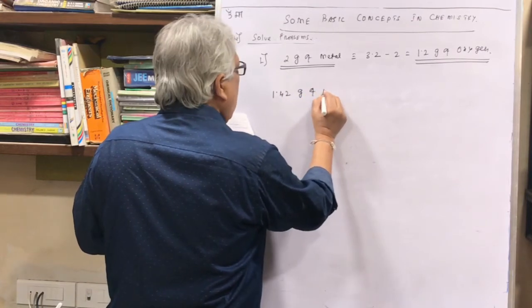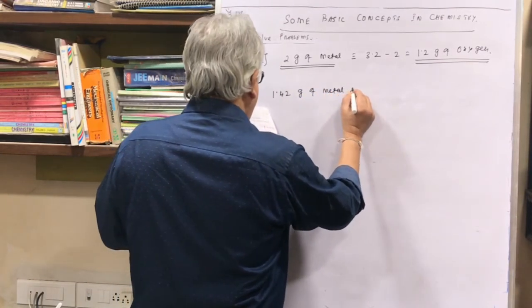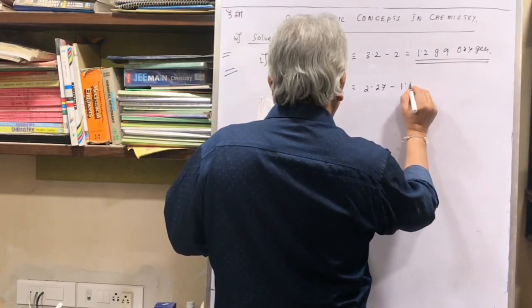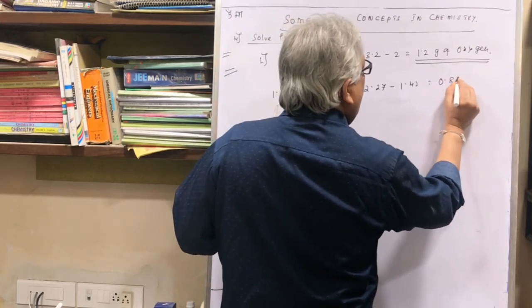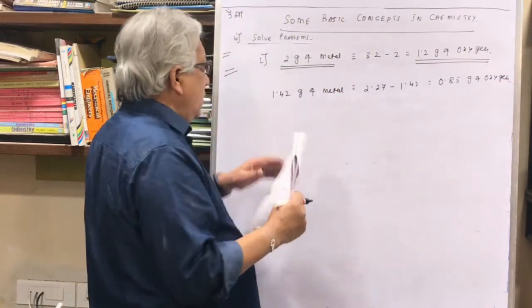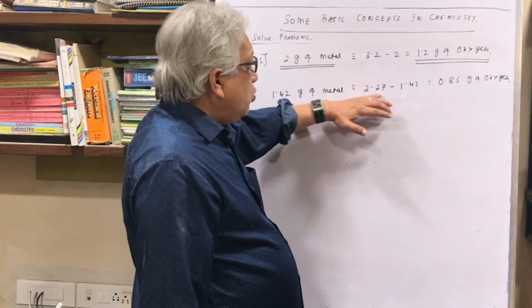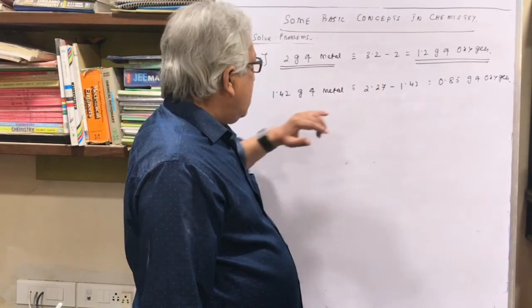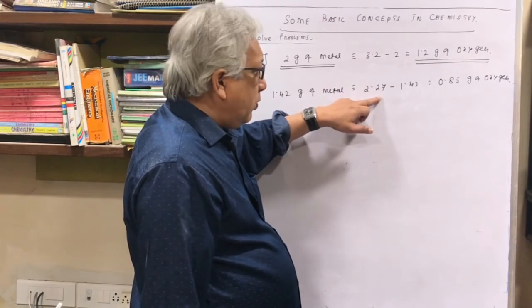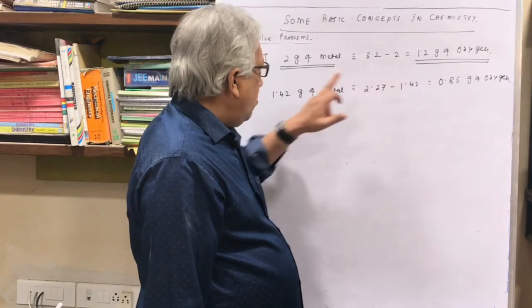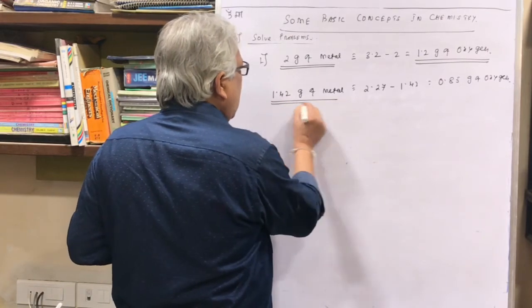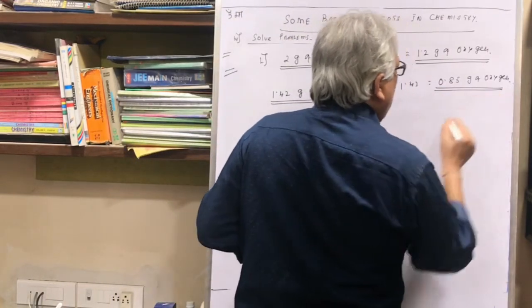Now they are saying 1.42 gram of metal will correspond to 2.27 minus 1.42, that will be 0.85 gram of oxygen. Again children, I will tell you, they said 1.42 metal forms 2.27 gram of oxide, which means the amount of oxygen present in that is 2.27, the total weight of the oxide, minus 1.42, the weight of the metal, so weight of oxygen is 0.85.